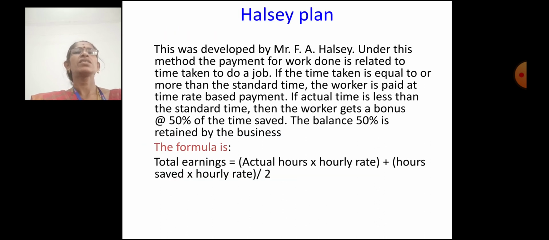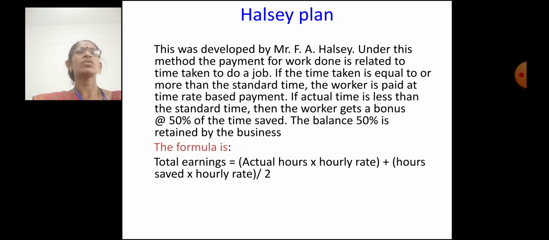Halsey plan. This was developed by Mr. F.A. Halsey. Under this method, the payment for work done is related to the time taken to do a job. If the time taken is equal to or more than the standard time, the worker is paid a time-rate-based payment. If actual time is less than the standard time, then the worker gets a bonus of 50% of the time saved. The balance 50% is retained by the business.